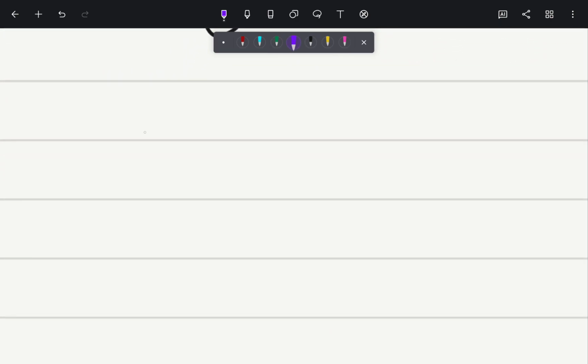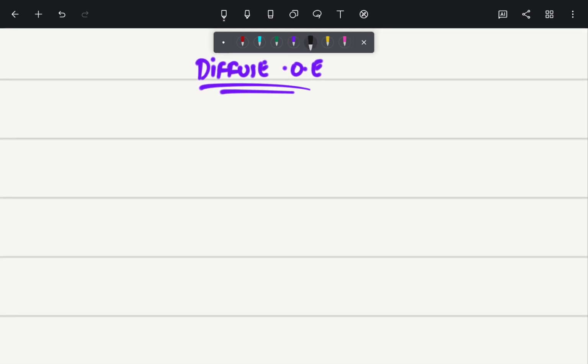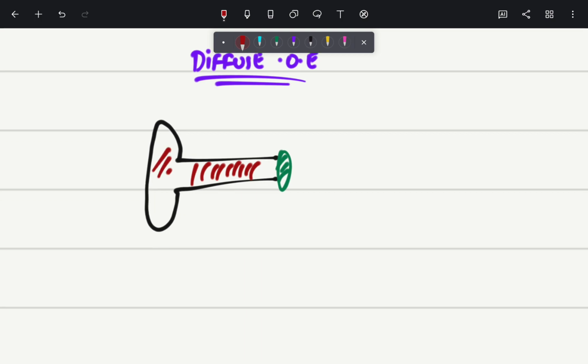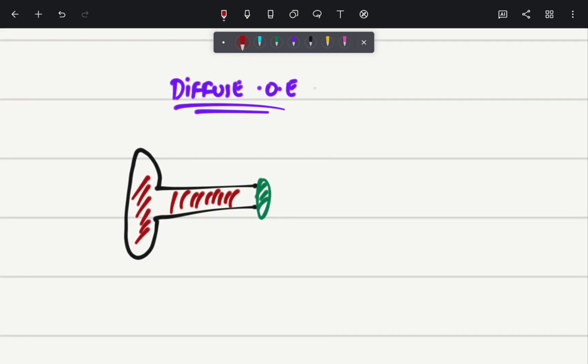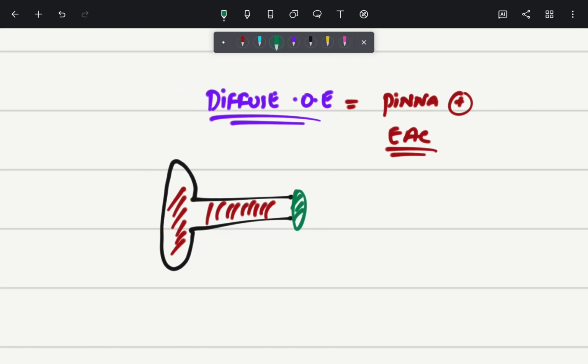Now let's talk about the diffuse type of otitis externa. In diffuse type of otitis externa, the pathology is similar to localized type of otitis externa, but unfortunately these patients not only involve the external auditory canal, they also involve the pinna. Hence it is called diffuse type of otitis externa. So diffuse type of otitis externa is when there is involvement of the pinna plus the external auditory canal. This is commonly seen in swimmers, hence it is called your swimmer's ear.